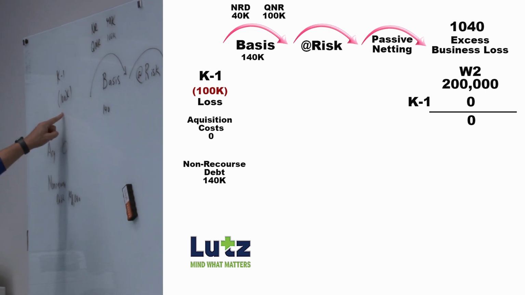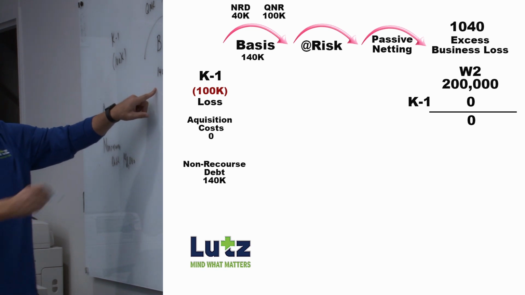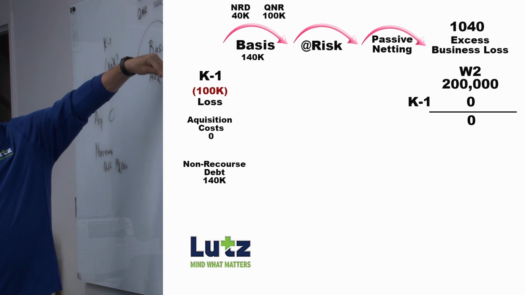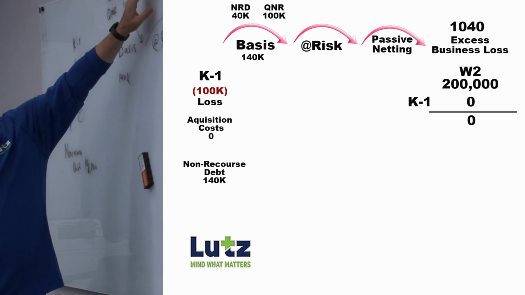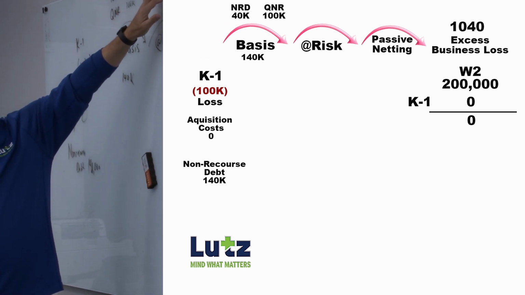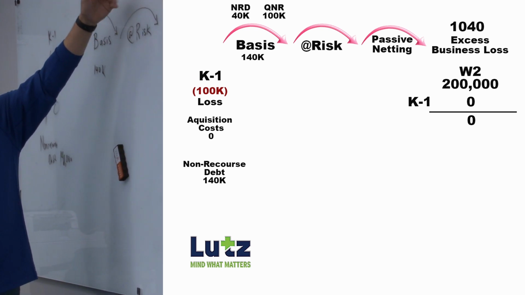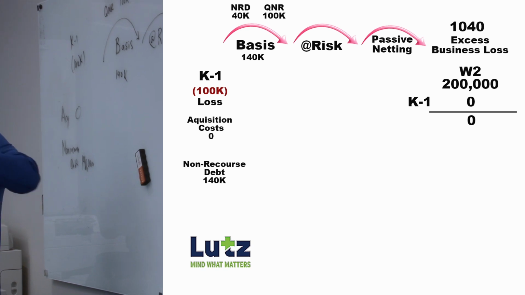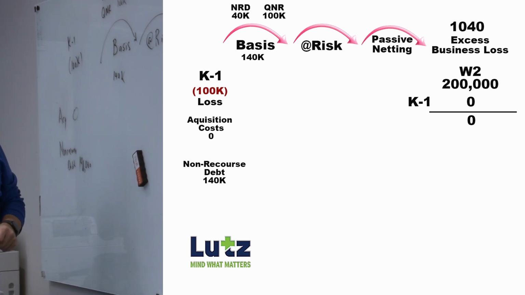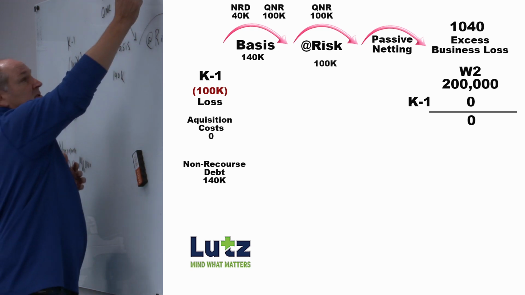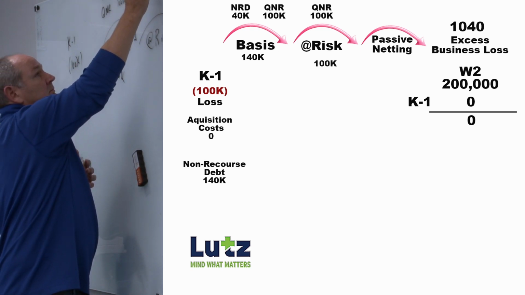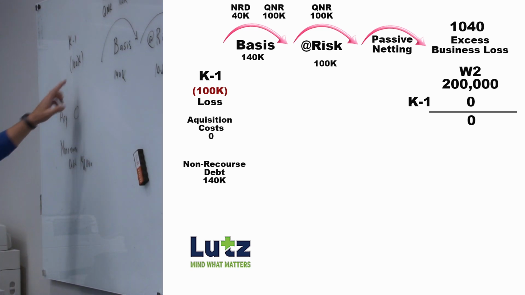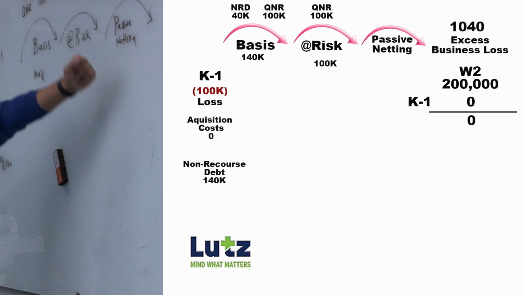Okay, so we have 100 of loss, we have 140 of basis, correct? So we're able to jump that hurdle. So how much recourse debt do we have? Or how much at risk do we have? Would that be the qualified non-recourse? How much is that? 100. How much is my loss? So it jumps over the hurdle to get to passive.